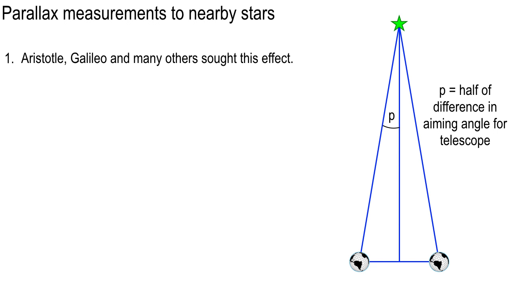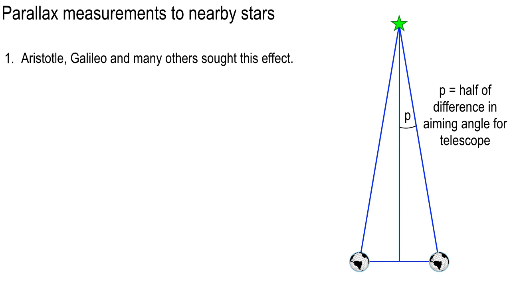Now Aristotle and Galileo knew that if Earth was not the center of the universe, and we were orbiting the sun, with everything moving around the sun, they should find parallax to a distant star, but nobody was able to measure it. They knew to look for it. They couldn't get it.